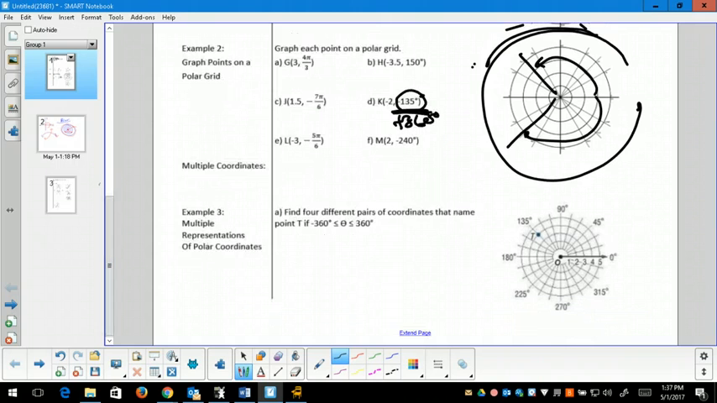So polar coordinates, there are a few ways to represent them. R comma theta, as we just saw, can be expressed in several different ways. It can have a negative radius with theta plus 180 or theta minus 180.